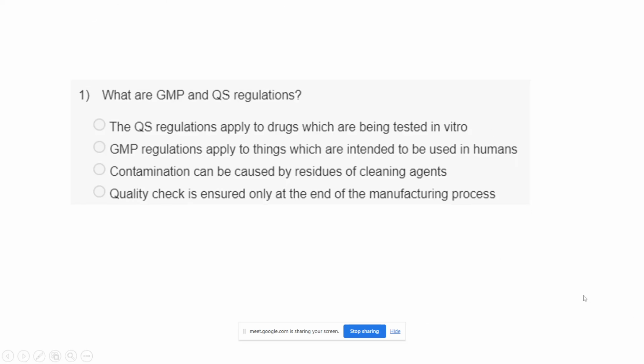Okay, so this was the first question. What are GMP and QS regulations? And these were the options. Regulations apply to drugs which are being tested in vitro. GMP regulations apply to things which are intended to be used in humans. Contamination can be caused by residues of cleaning agents. Quality check is ensured only at the end of manufacturing practices. So out of these options, the second option will be the correct answer. That is, GMP regulations apply to things which are intended to be used in humans.